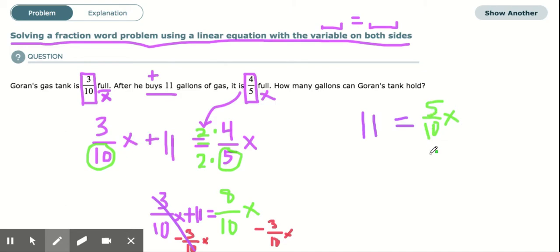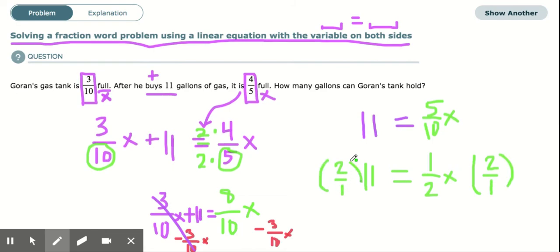So what's another way to say 5/10? Another way to say that is half. So if 11 equals half of x, how much is a whole x? Or you could also think about it as multiplying by the inverse of this, which is 2 over 1. When you multiply this by 2 over 1, that's the same as just multiplying by 2. So that would be 22. So the gas tank can hold 22 gallons of gas.